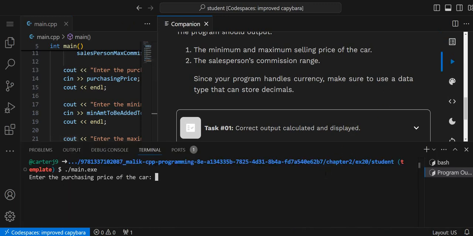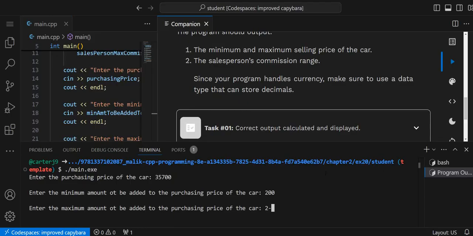So the purchase price of the car, $35,700. Enter the minimum amount to be added to the purchasing price of the car, $200. Maximum amount is $2,000. Enter the salesperson's fixed commission. We have it up there.